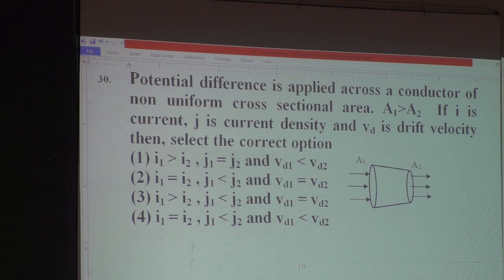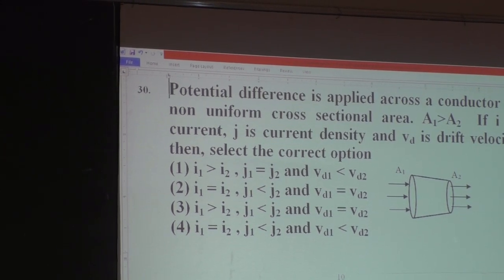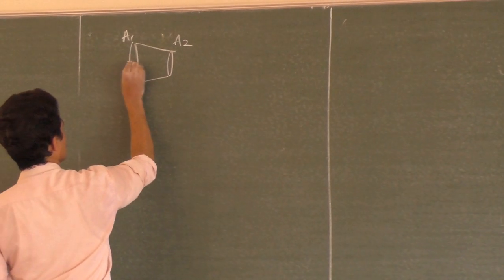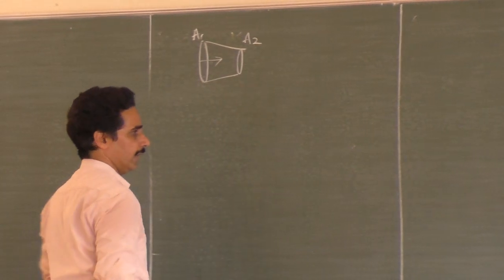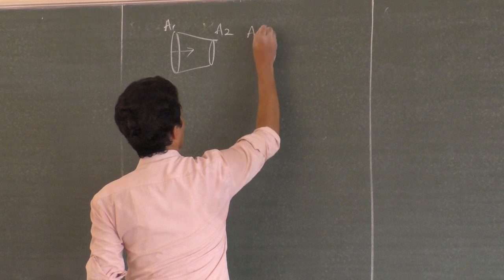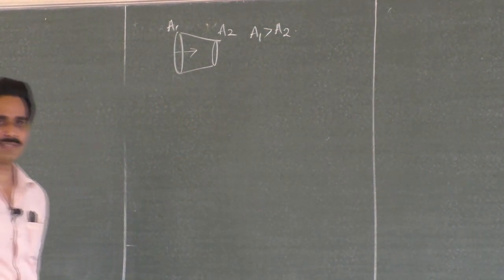Okay? Yeah, coming back to the problem now. So here is a cross-sectional area more, and here is cross-sectional area less. Of course, electrons should move like this, right? Now, A1 is greater than A2. Now, this is very similar to different resistors in series, isn't it?